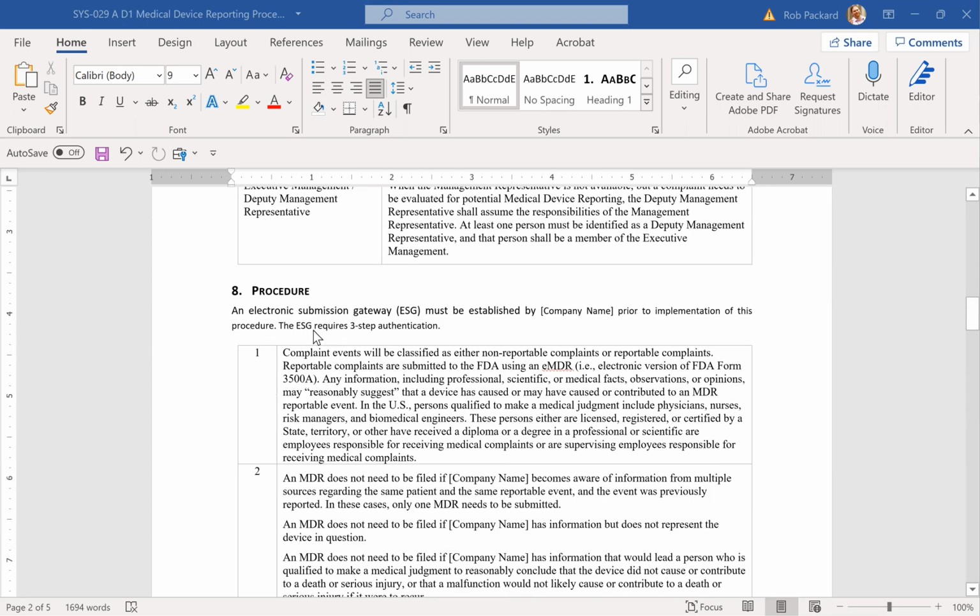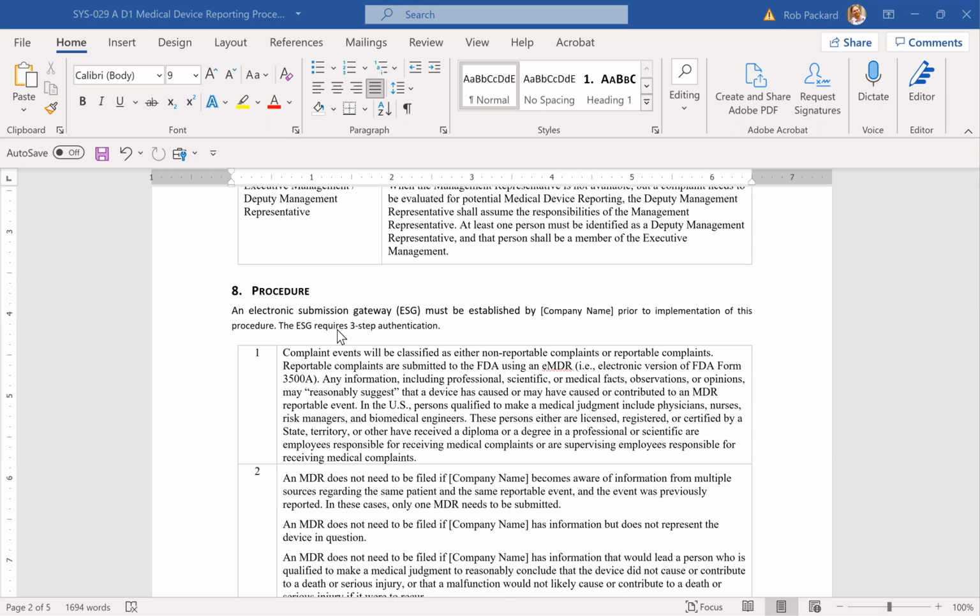This beginning of the procedure here, it tells you you need an electronic submissions gateway. And the electronic submission gateway requires three steps of authentication. This is the FDA. After you perform each step, they say, okay, you passed that step. Now we go into the next step.